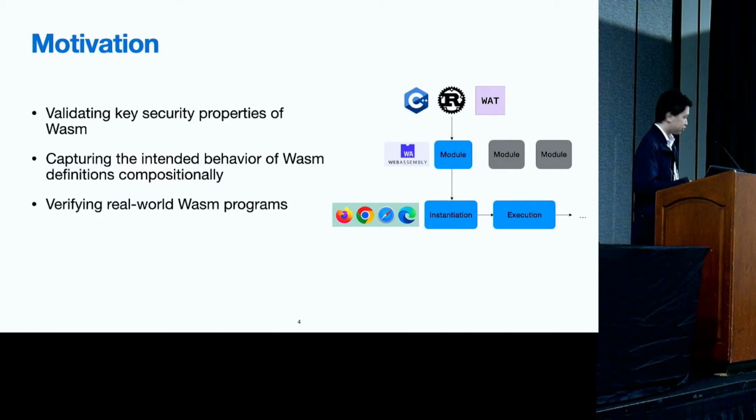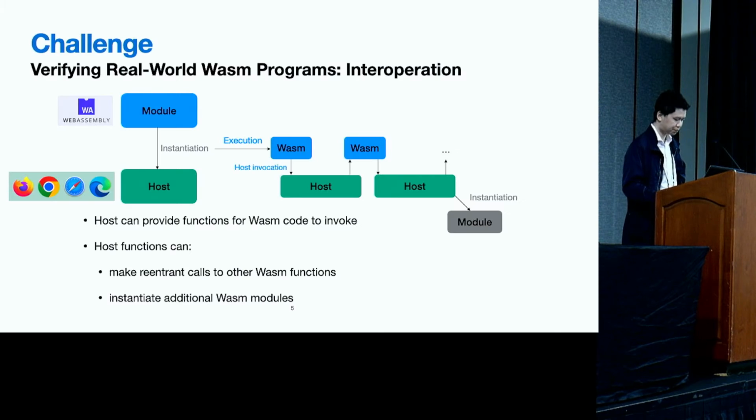This then brings naturally to the motivation of our work, which is to validate the key security properties of WASM definitions and to capture the intended behavior of these definitions in a compositional way, so that our verification model can be used to verify real-world WASM programs. However, to build a model that is capable of such, we need to overcome additional challenges revolving around the interaction of WASM and its surrounding environment, instead of just dealing with the core small step semantics of WASM itself.